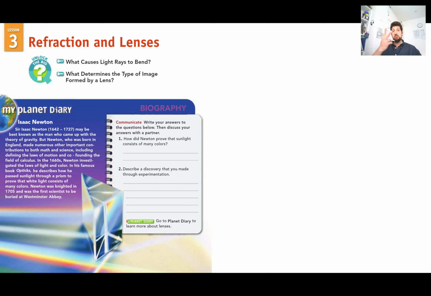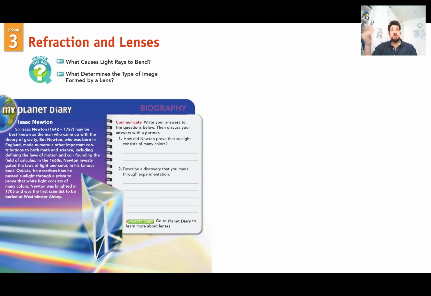Welcome to part two of refraction in lenses. Today we are going to talk about a few things, mainly what causes light to bend and what determines the type of image formed by a lens. Okay, so we're going to start by talking about this paragraph here, and it's talking about Sir Isaac Newton.